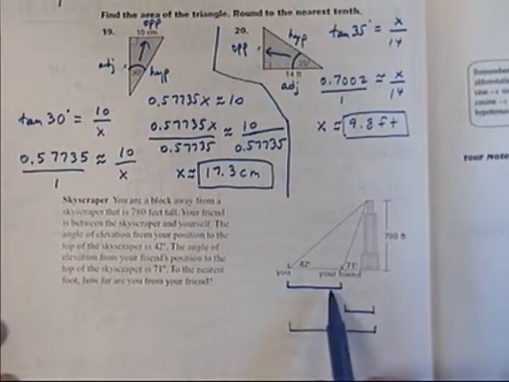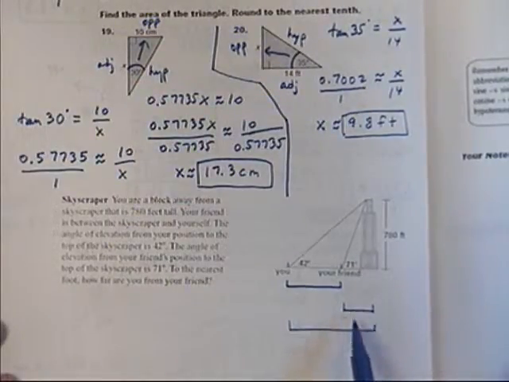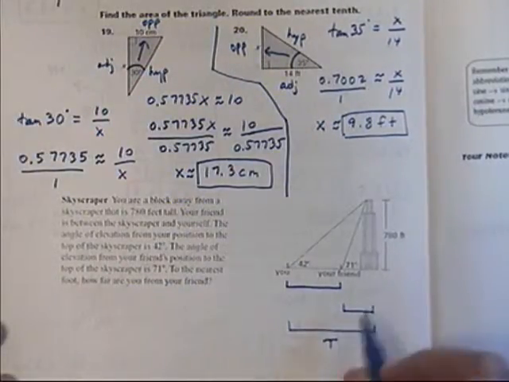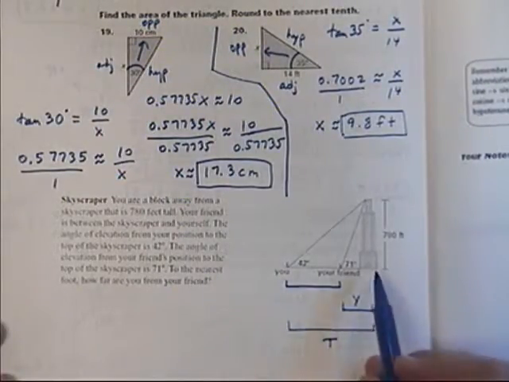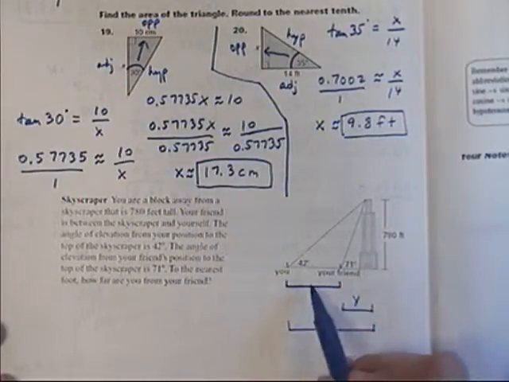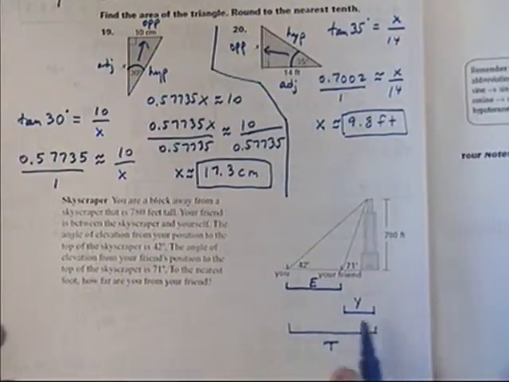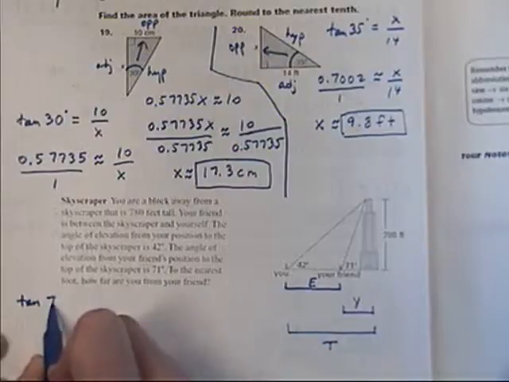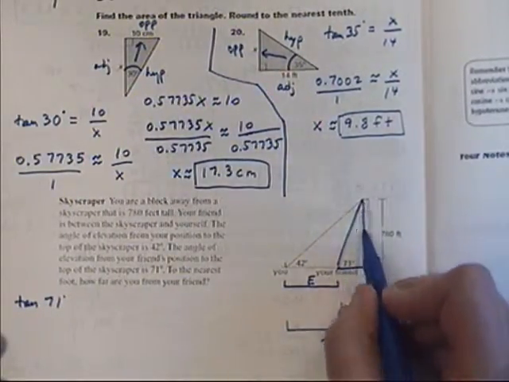And then in order to find this distance here, you'd subtract this large distance minus that one to give you that. So I'm going to call these T for the total distance, Y for the distance you are away from the building, and E for the distance you are away from each other. So as I mentioned, you can find Y by setting this up. Tangent of 71 degrees with this right triangle right here.